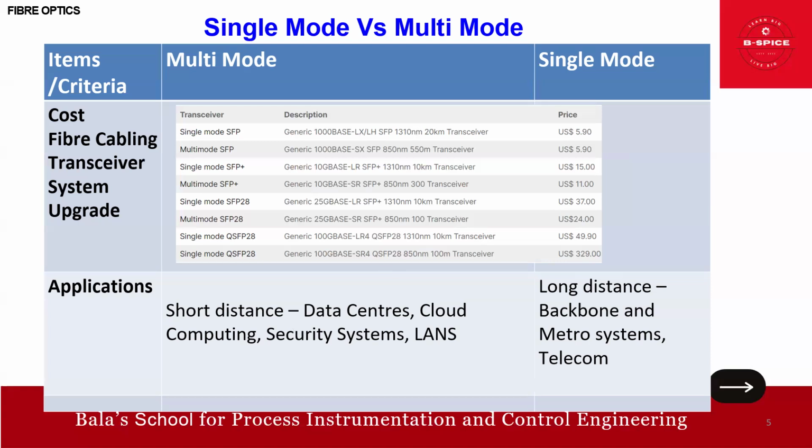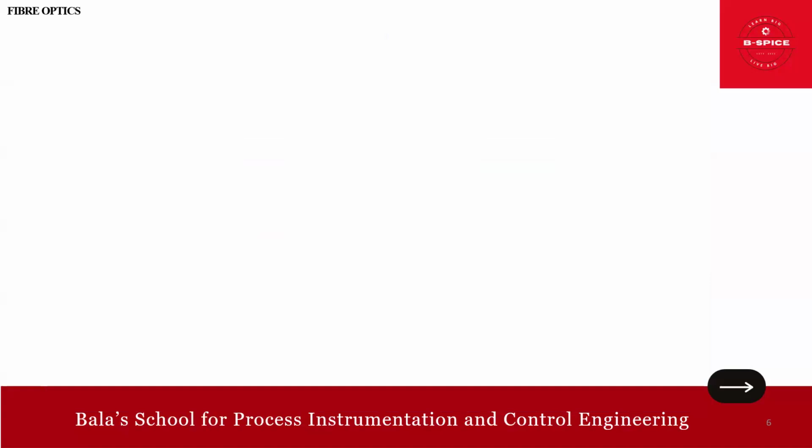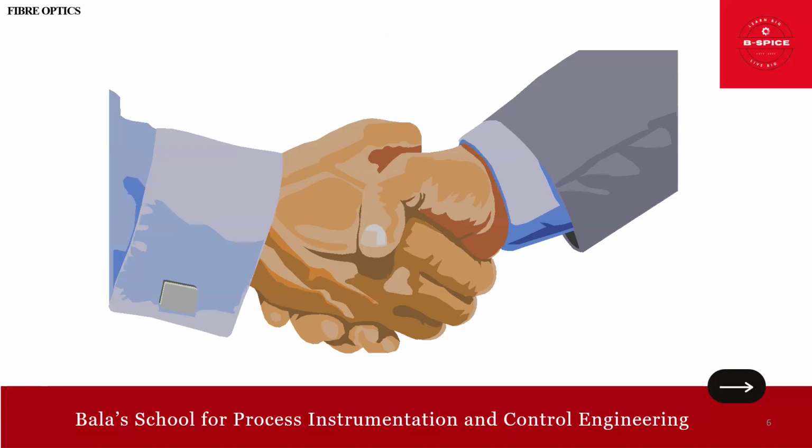Of course, single mode is mainly for long distance: backbone and metro systems, telecom, datacom systems. Multi-mode is mainly for the short distance, like data center, cloud computing, security system, LANs, all these local area networks. Okay, so that is about single mode versus multi-mode fiber optic.